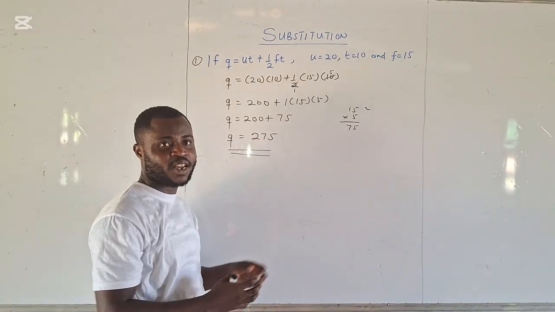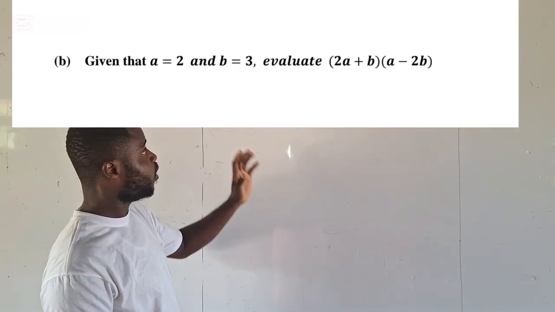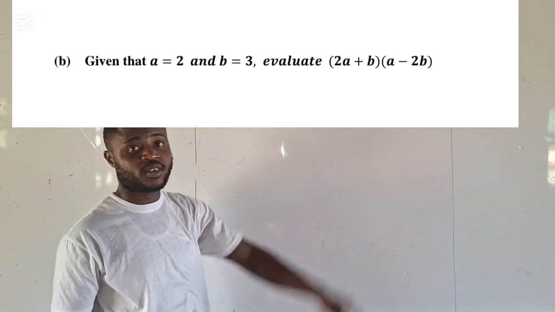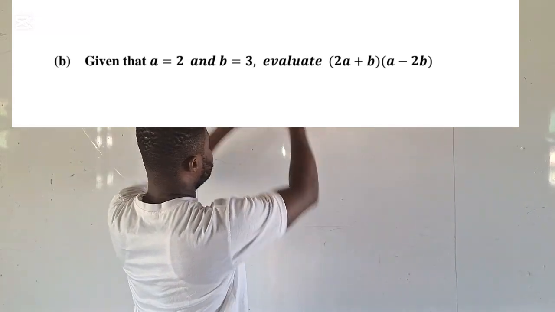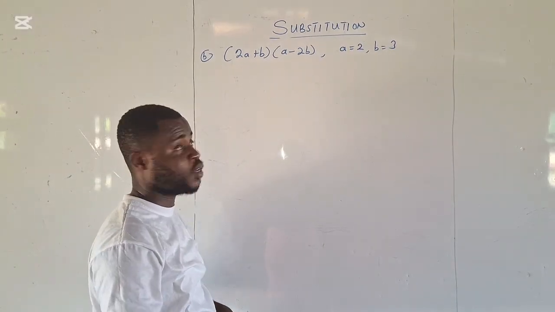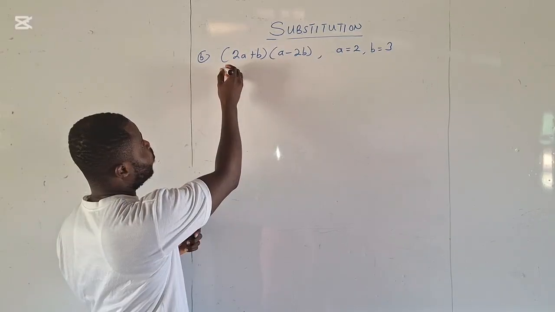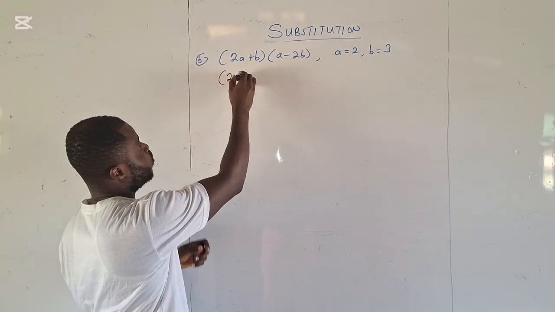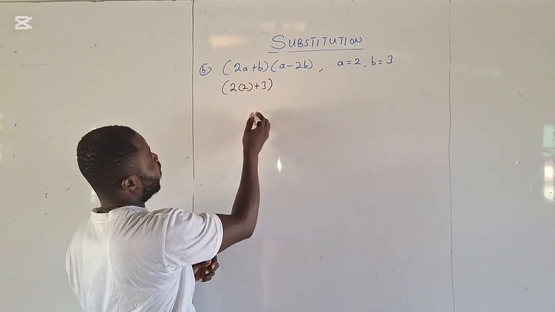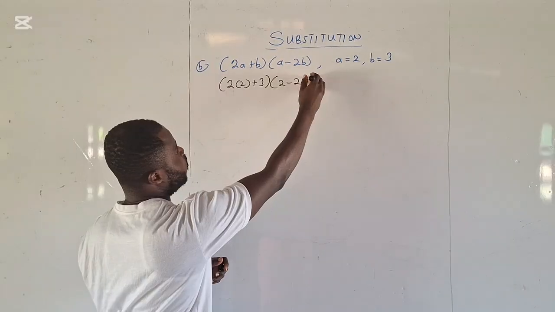Let's quickly take another question for more understanding. Given that A is 2, B is equal to 3, we have to evaluate this. 2 brackets closer. There is a binomial expansion, multiplication of 2 binomials. So now we substitute A and B into the variables we see. So this one will be 2 times 2 plus 3. Bracket close, bracket open. The A is 2 here minus 2, B is 3.